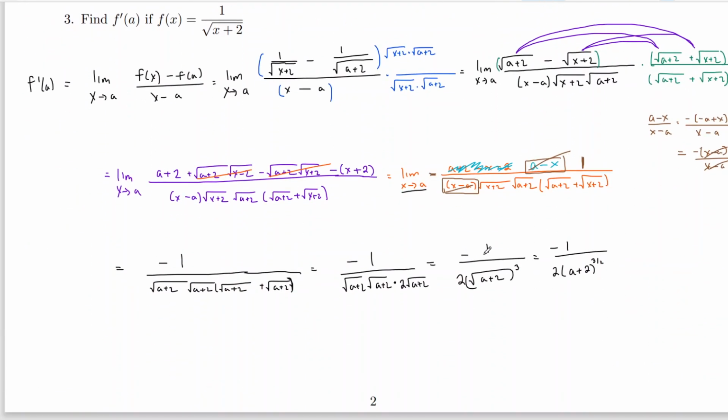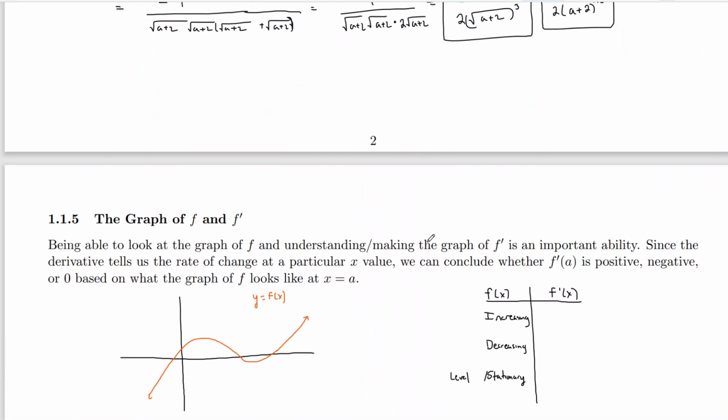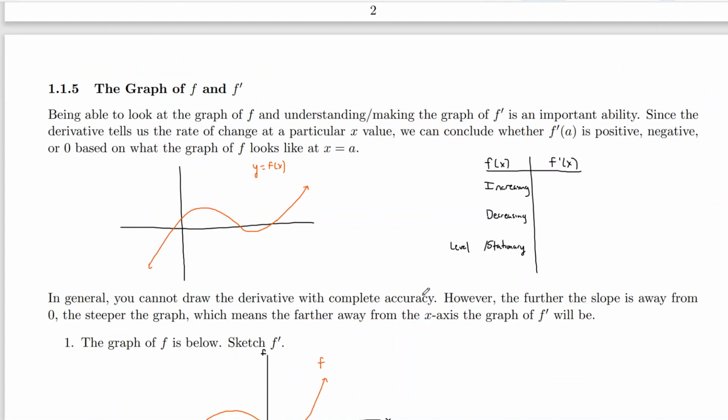But let me go ahead and just box that in to make it clear that this is the answer. Either one of these is f prime of a. Right, so the last portion of this section is the graph of f and then the graph of f prime. We want to just really take time to understand a couple things.